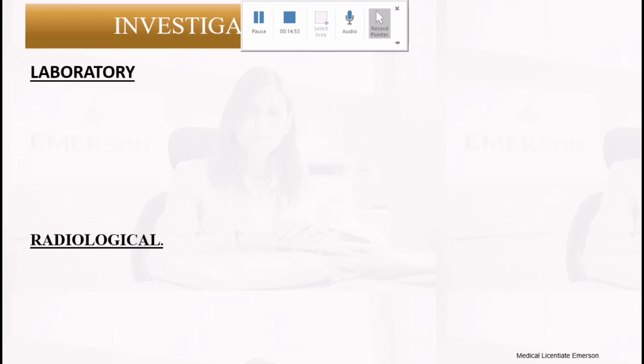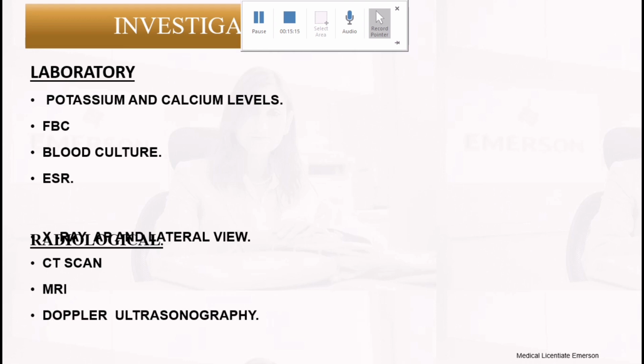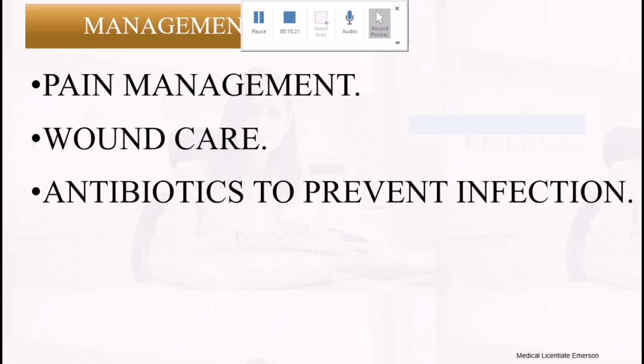Then investigations, so we have laboratory and radiological investigations. Under laboratory, you can do potassium and calcium levels, full blood count, blood culture, ESR. Then for radiological, you can do X-rays, AP and lateral views, CT scan, MRI, and Doppler ultrasonography. For management, you have to do pain management, wound care, and antibiotics to prevent infection.